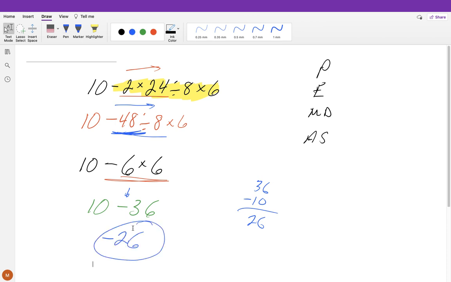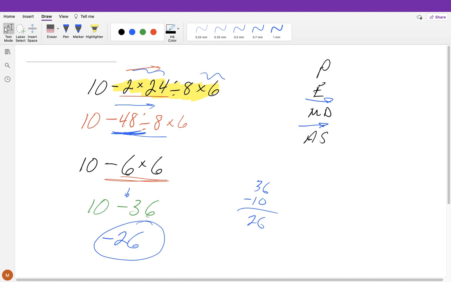All right, so just make sure that when we do this, a lot of times people just automatically will do multiplying first, so they would have done 6 times 8 and 2 times 24, and then they would end up getting 48 divided by 48, which would have given them 1, and they would have got 9 as their answer, which you see is way different than -26. So make sure that we're following our PEMDAS accurately, and that means when we get to multiplying and dividing and addition and subtraction, we go left to right. The difference with addition and subtraction is it doesn't matter the order. You'll always get the same answer.